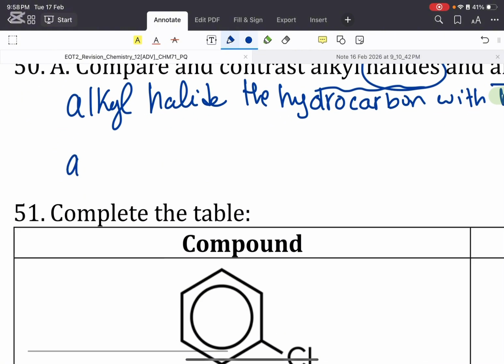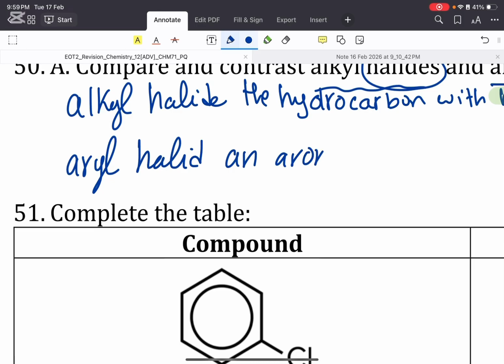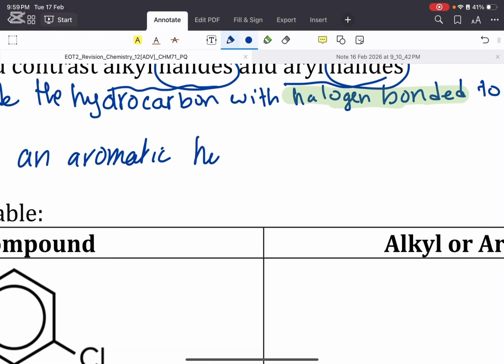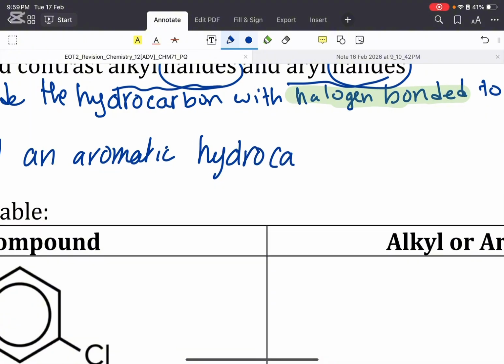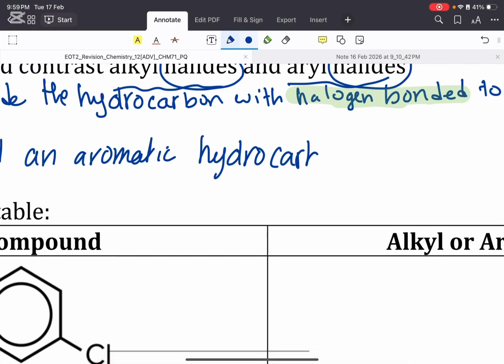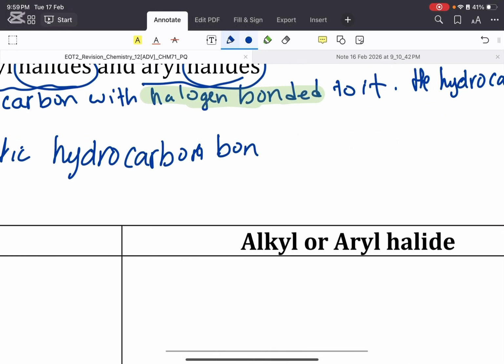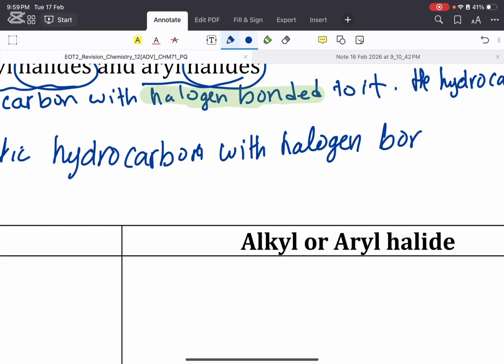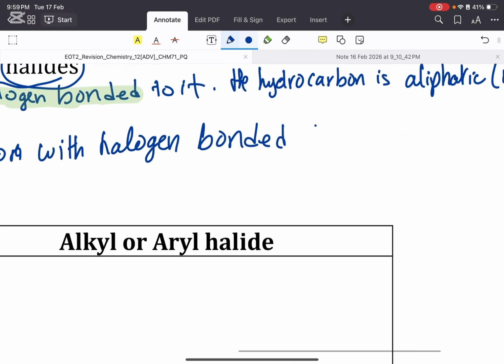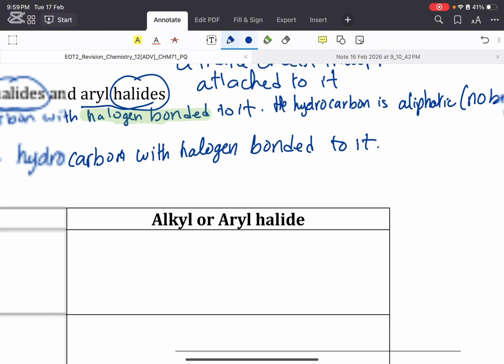Now aryl halide is an aromatic hydrocarbon. An aromatic hydrocarbon means a carbon with a benzene cycle, a benzene ring. So an aromatic hydrocarbon with a halogen bonded to it. So remember this.